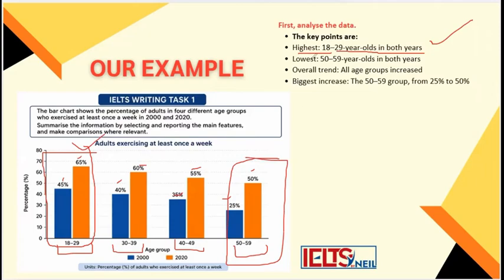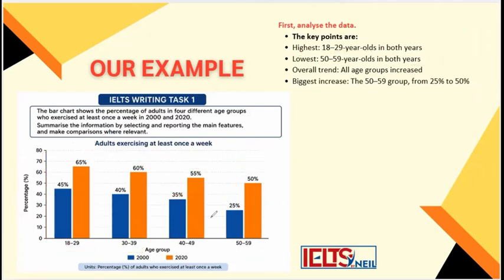This is the lowest one, right? This is the lowest one. And as you can have a look here, this blue one is 2000, and this orange one is 2020. Now from the blue one to the orange, all the numbers have increased. See, all the numbers have increased, right? So all the age groups increased, which is correct.